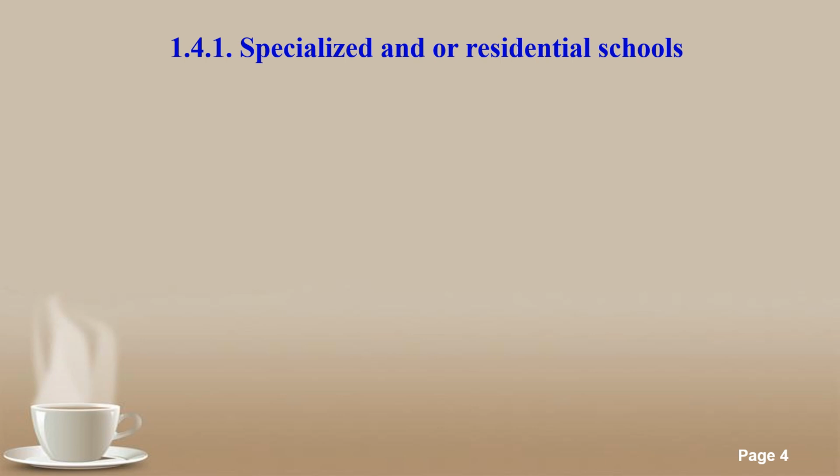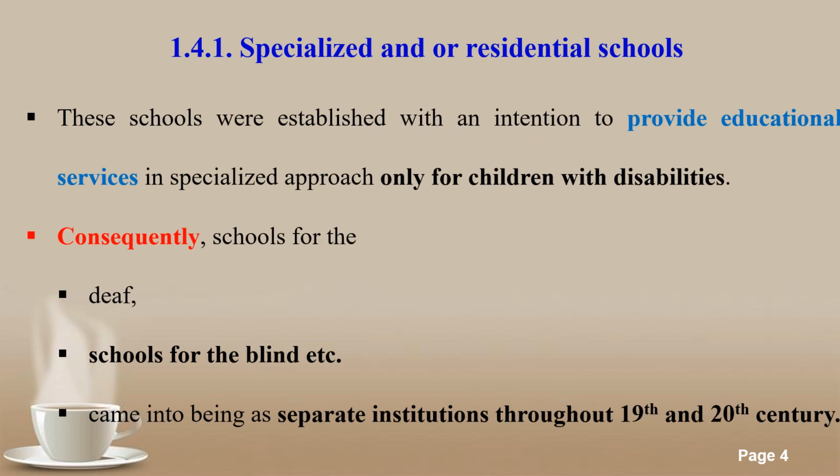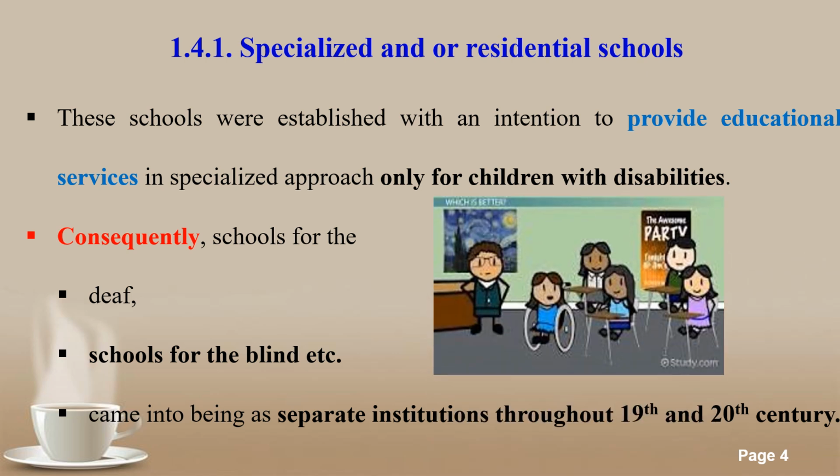Specialized or residential school is a general school. These schools were established with the intention to provide educational service, a specialized approach only for children with disability. Consequently, there are schools for deaf students, schools for blind students, schools for children with multiple disabilities. Special schools came into being as separate institutions throughout the 19th and 20th century. Separate institutions, this is specialized residential schools.